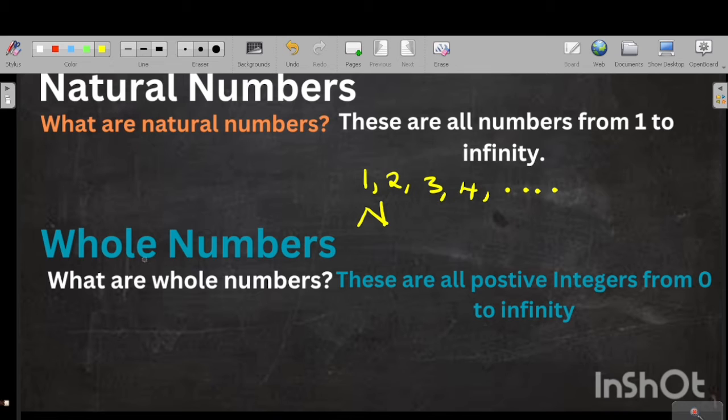Alright. Next, we're going to look at whole numbers. What are whole numbers? These are all positive integers from 0 to infinite. In the first place, we said natural numbers begin from 1 to infinite. But for whole numbers, we just add a 0. They begin from 0, then 1, 2, 3, 4, and so on up to infinite. Whole numbers are denoted by the capital letter W.